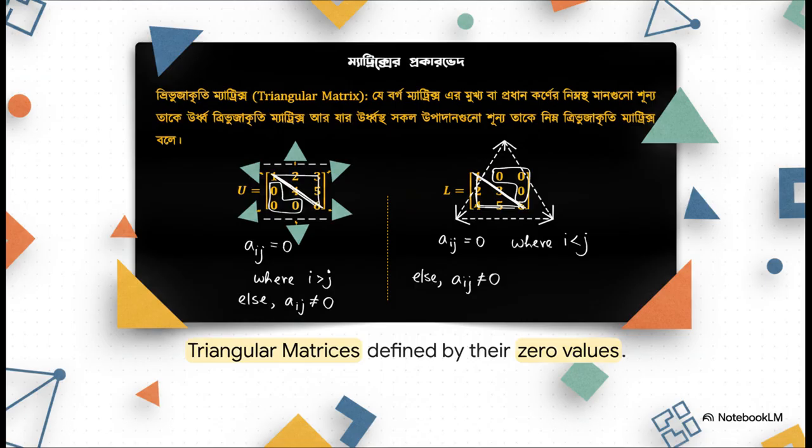Look at that diagonal line of numbers slicing from the top left to the bottom right. We call that the main diagonal. To be a triangular matrix, everything either strictly above that line or strictly below it must be completely zero. Notice how the remaining non-zero numbers physically form a triangle shape in one half of the matrix? Pretty cool, right?